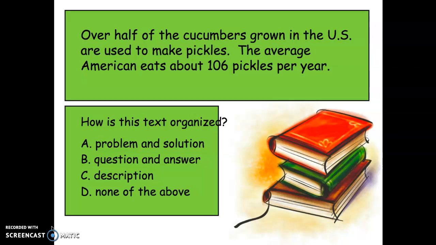You should have chosen C, description. In this short passage, you are given details about the production of pickles and how many Americans eat in the course of a year.